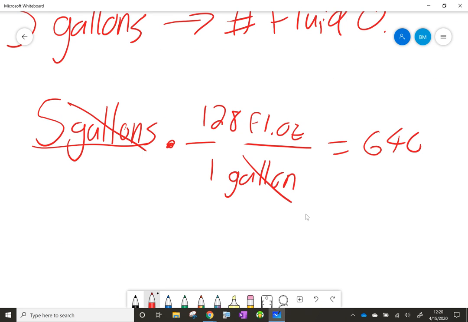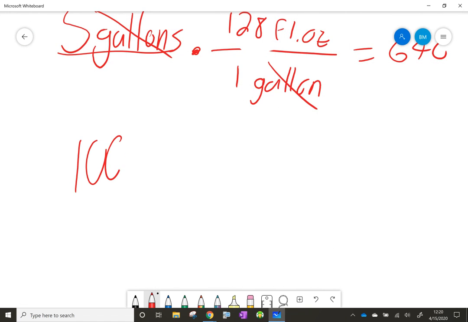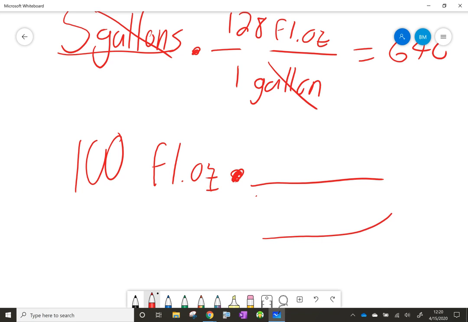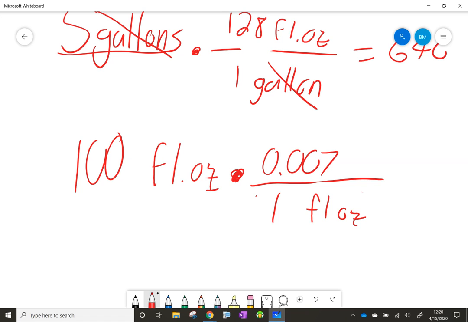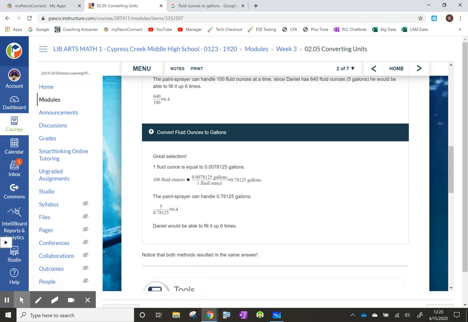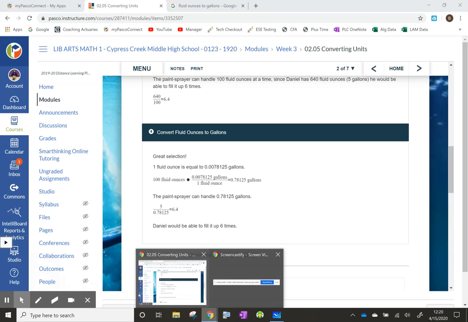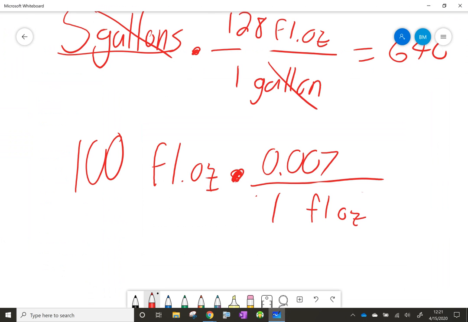Now, you could see the math already worked out there, but if I had 100 fluid ounces and I want to convert it into gallons, right, then I'm going to multiply this by that ratio. Now, since I have fluid ounces I'm starting with, I want to cancel fluid ounces out, so I'm going to put the fluid ounces number here on the bottom. So 1 fluid ounce was equivalent to, as the conversion rate tells us, 0.007, I forget the whole number, 78125.